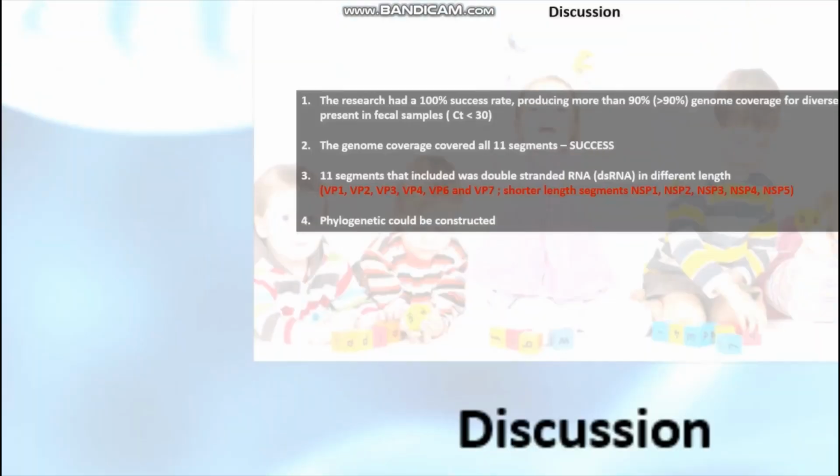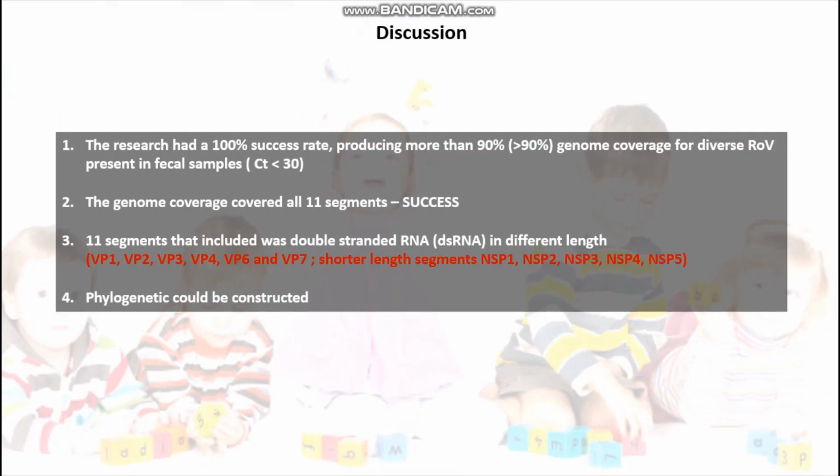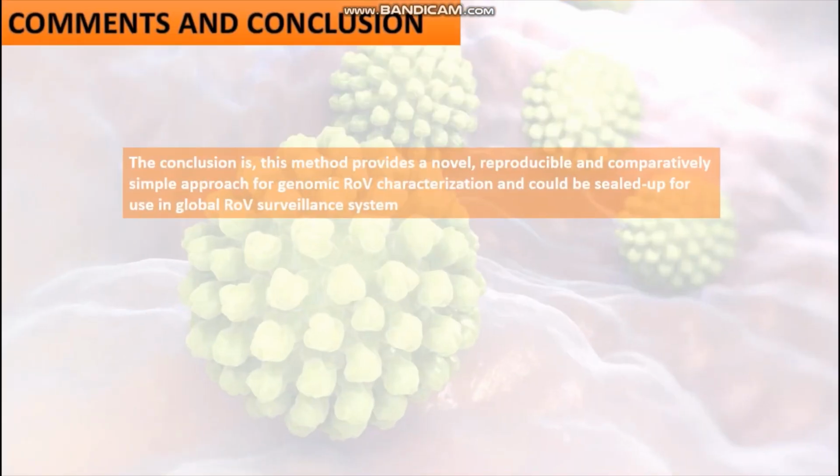From the results, we discussed that the research on the genome had a 100% success rate, where most of the samples got more than 90% of the genome coverage with a lower CT value. This means that the genome coverage successfully covered all 11 segments with different lengths of segments. Overall, a phylogenetic tree could be constructed. The conclusion that we got is that this method provides a novel, reproducible, and comparatively simple approach of genomic ROV characterization and could be scaled up for use in a global ROV surveillance system.